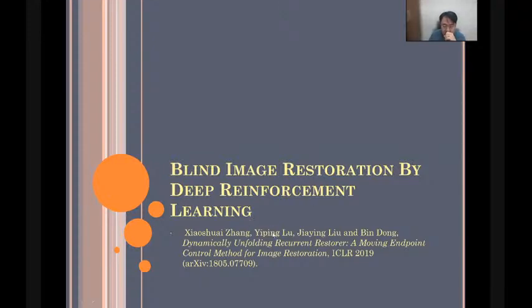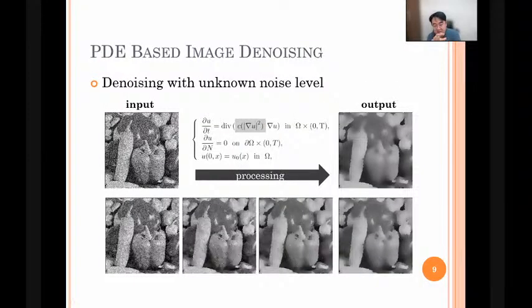Okay, so this is work done with my former student Yiping Lu and Xiaoshui Zhang, a student of my colleague Jiaying Liu, who is an expert in computer vision. We just did a very preliminary attempt at using reinforcement learning to help us make decisions in image processing. Let me show you the motivation. I think this is very important. It's a very nice motivation.